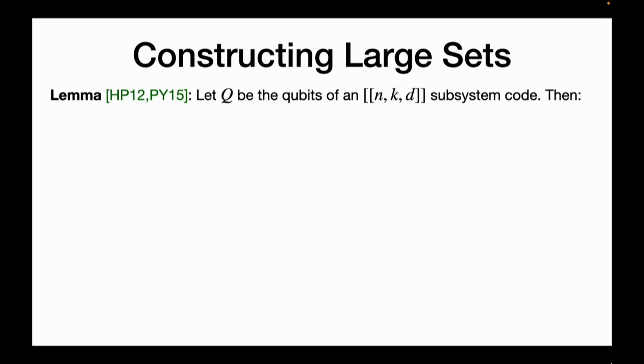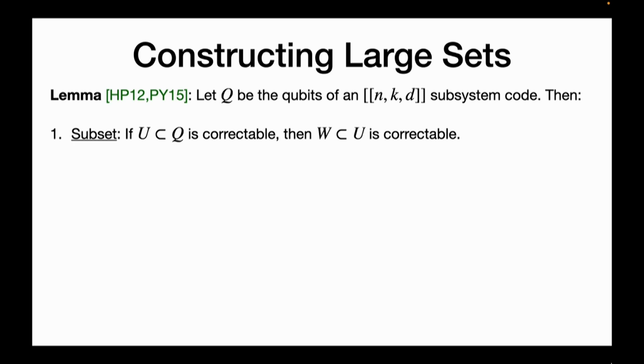So how do we construct large sets? We use four properties of correctable or dressed cleanable sets that hold. Let Q be the qubits of an NKD subsystem code. Then one, this is called the subset property: if a subset U of Q is correctable, then any subset W of U is also correctable. This makes sense because if we can delete a set U of qubits, then we can surely delete a smaller set of qubits and still be correctable.